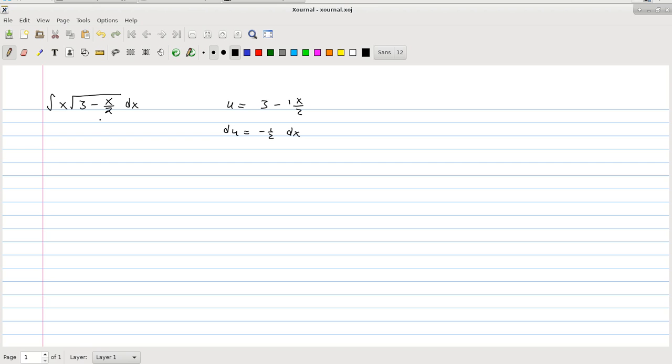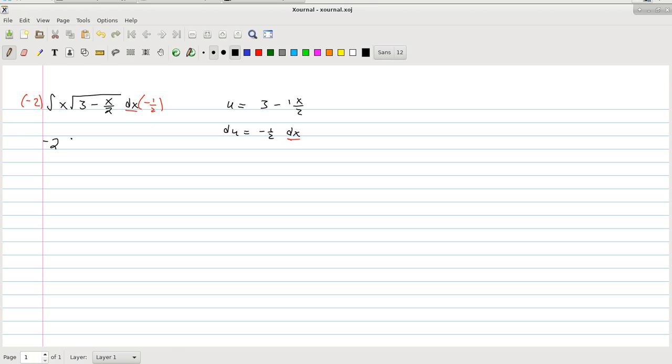Now, before we replace things on here, we have the dx, which we need, but we're missing this negative 1/2. So what we'll do is multiply the integral by negative 1/2, and then divide by negative 1/2, or multiply by negative 2 on the outside to make up for it. Let's rewrite what we've got so far.